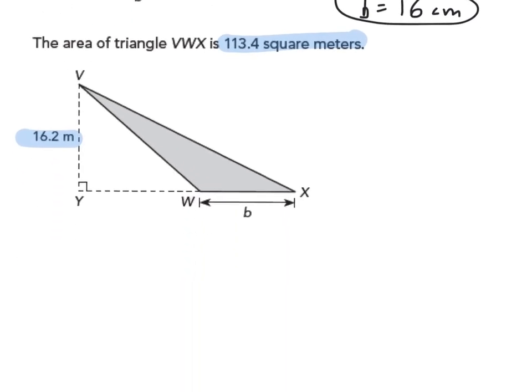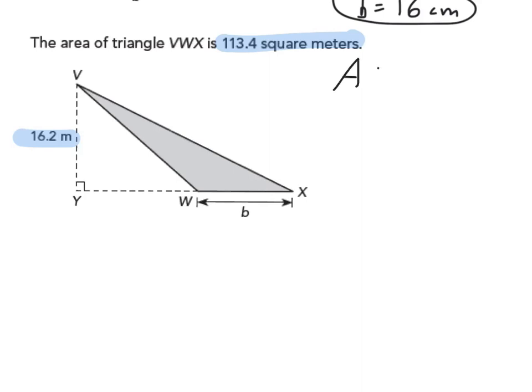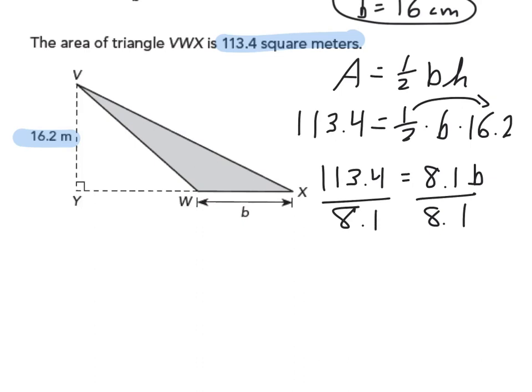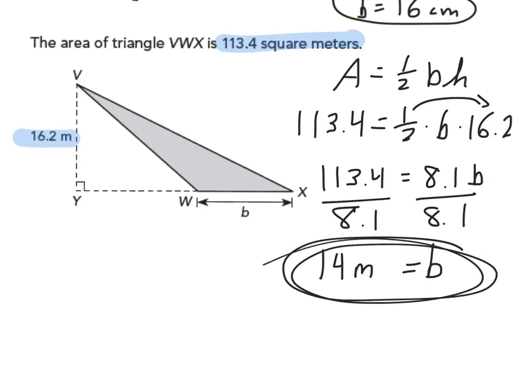And if I try the last one here, I know area is equal to 1/2 of the base times the height. The area is 113.4. It's equal to 1/2. The base is not given, but the height is 16.2. If I take half of 16.2, it gives me 113.4 is equal to 8.1b. And then my goal is to get the variable by itself. And again, I would probably use my calculator for this. If I do my division correctly, it's 14, in this case, meters, and not squared or anything because it is one of the measurements.